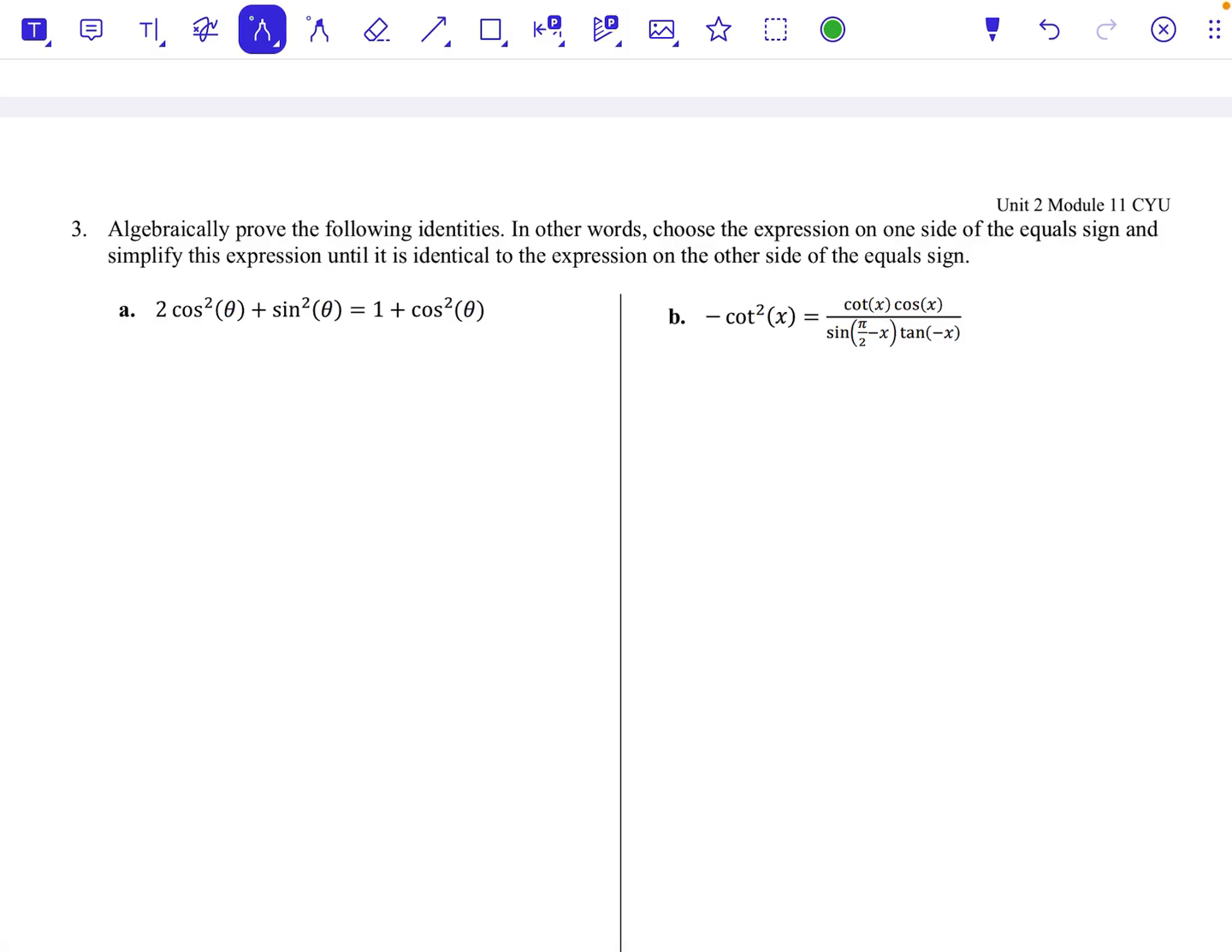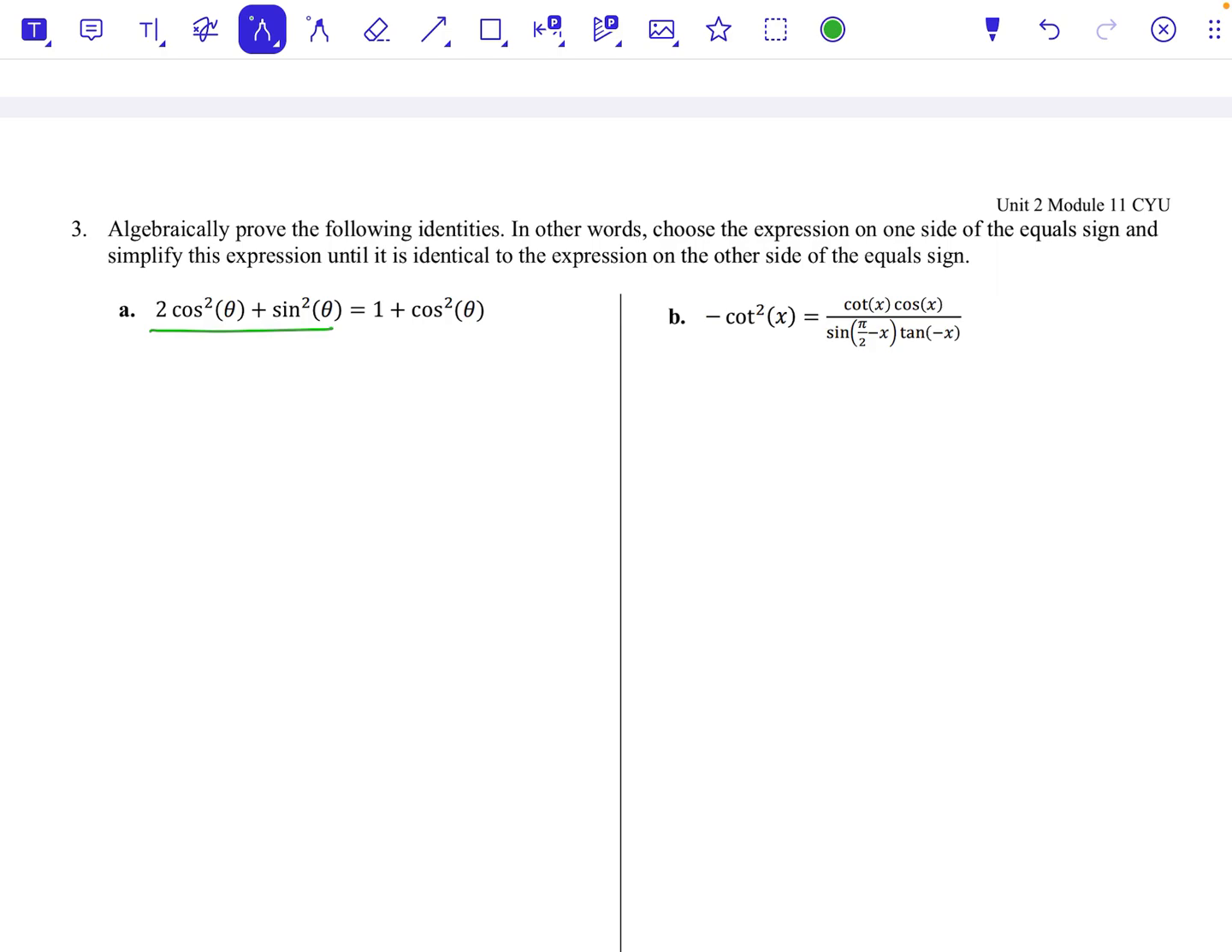Continuing on with our Module 11 CYU, on number 3, we're asked to algebraically prove the following identities. And so we pick one of the expressions and we simplify it till it matches the other one. This is basically what we did on number 1. On number 1, we had to sort of pair them up with graphs first. I tend to like to pick the side that is more complicated looking, but sometimes we'll see a few where you don't really know which side's more complicated looking, and then you really can just pick. On this one, I would say it's the left side here, because I got a cosine and a sine.